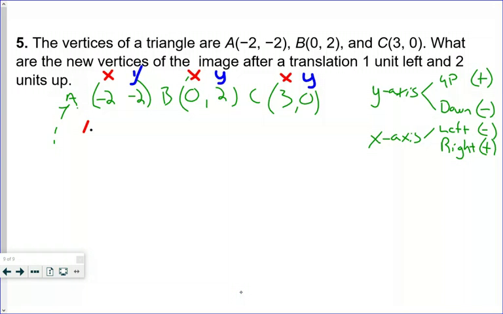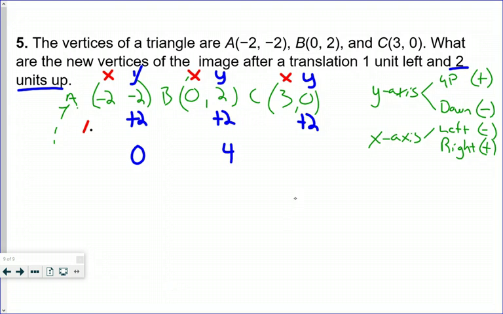In this case, our y is going to determine our up and down. So in this case, we're looking at 2 units up. That means, for every y coordinate, we're going to add 2. So -2 plus 2, our new one is going to be 0. 2 plus 2 is going to be 4. And 0 plus 2 is going to be 2. Okay? So now we have taken care of all our new coordinates for our y.